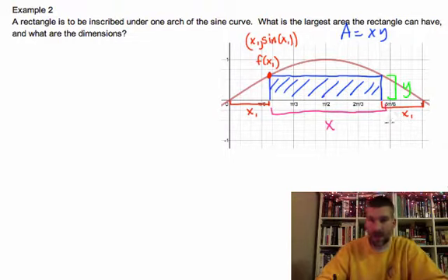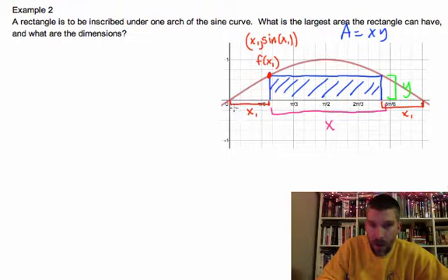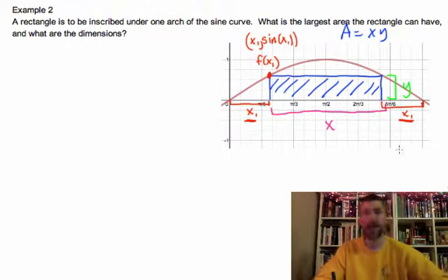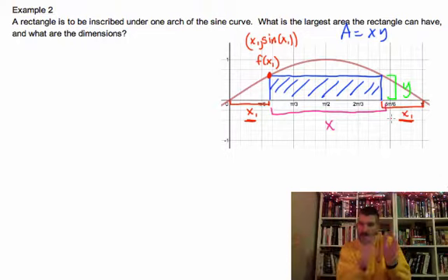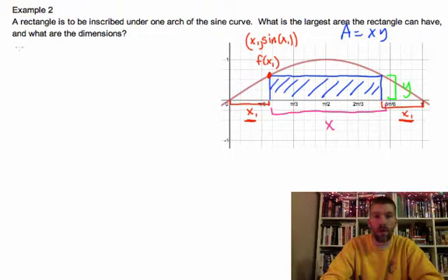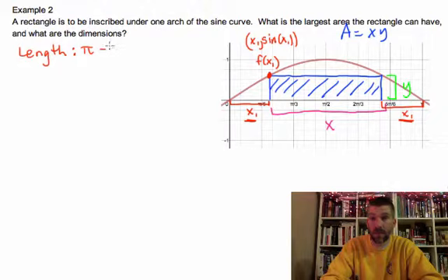So let's just think about this now. If my whole arch of my sine curve starts at 0 and goes over here to pi, and I use up this much space right here and this much space right here, and again, we don't know where x stops. How much space am I doing? How long is my rectangle? And the answer is the length of my rectangle is going to be pi minus 2x.